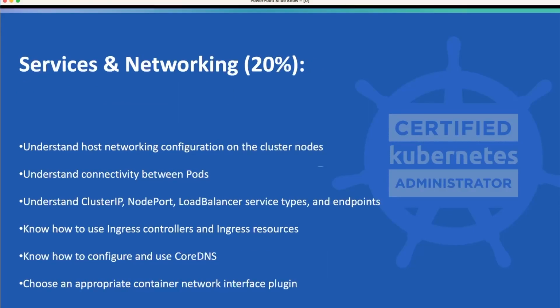The other domain is services and networking. That's 20% of the exam. You need to know the host networking configuration on the node and the connectivity between the pods, cluster IP, node port, load balancer service, or endpoints, and how to use the ingress controller or other ingress resources, and how to configure CoreDNS, and you should know the container network interface plugins, the CNI plugins in Kubernetes.